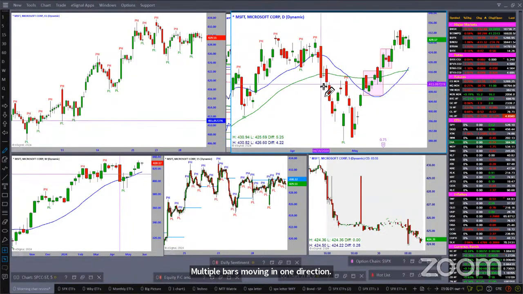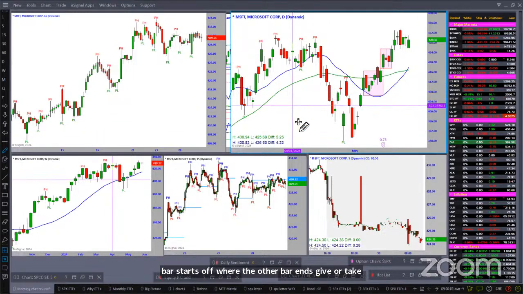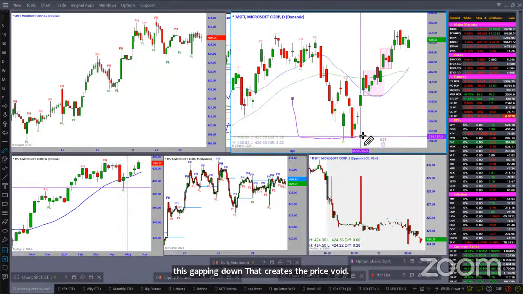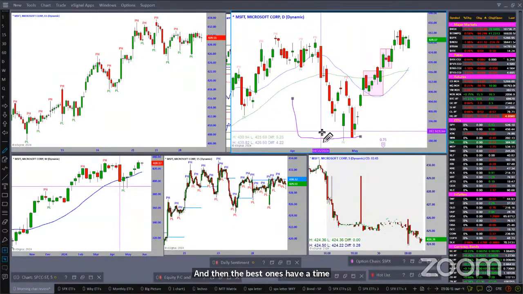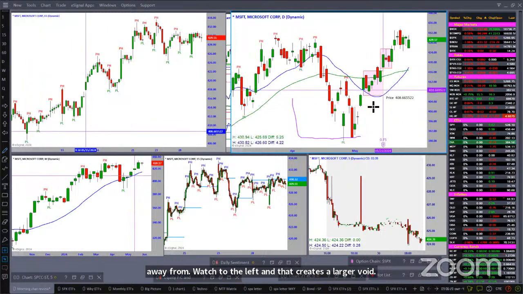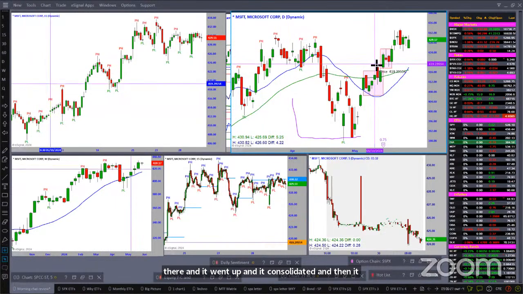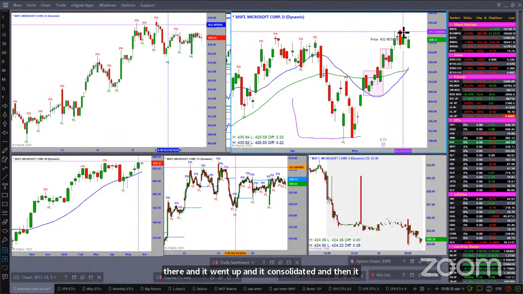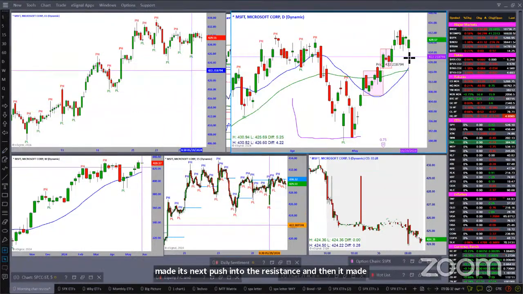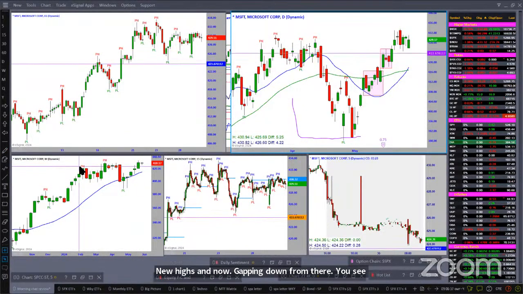Each bar starts off where the other bar ends, give or take. There's a gapping down. That creates the price void. And then the best ones have a time correction and move away from what's to the left. And that creates a larger void. So in this one, you had this little pivot there and it went up and it consolidated. And then it made its next push into the resistance, consolidated, new highs, and now gapping down from there. You see the weekly chart like we see in many of them.